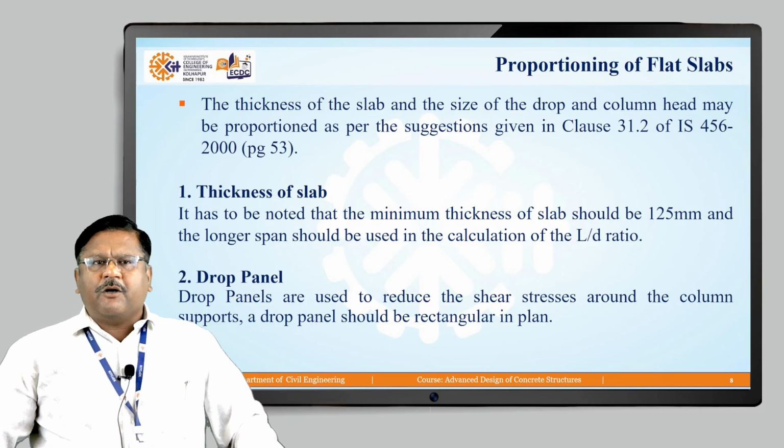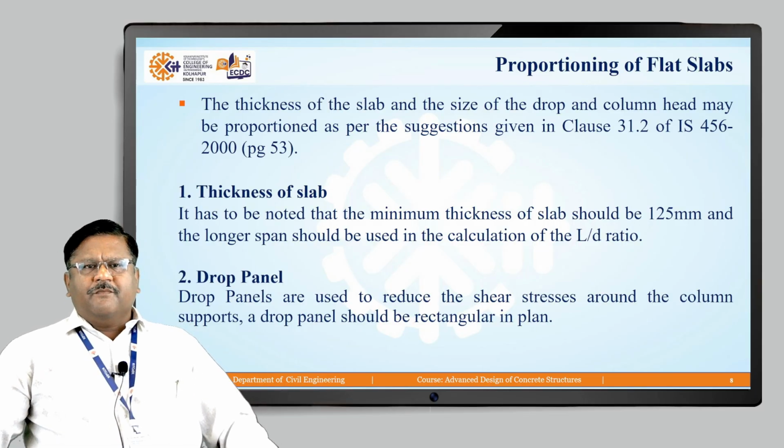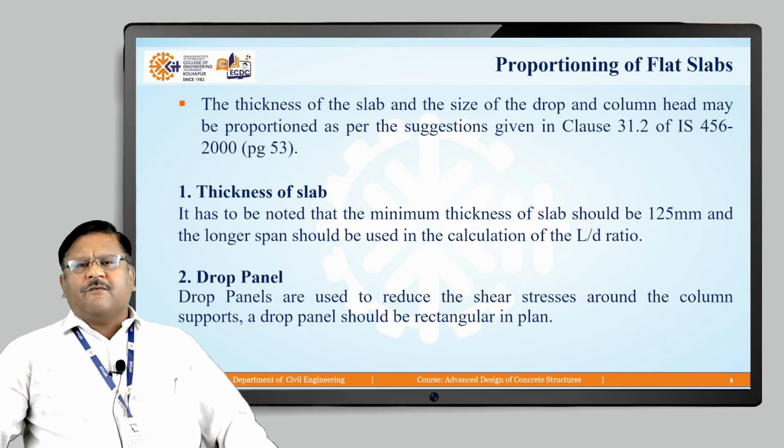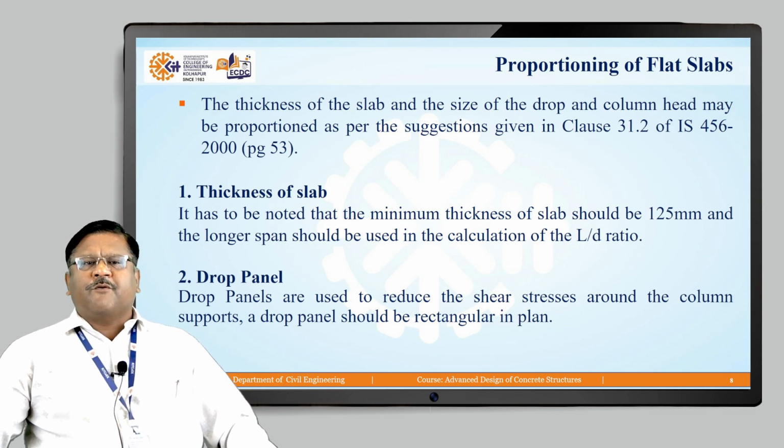Next, some important terms in the flat slab. The thickness of flat slab and the size of drops and column heads may be provided or proportioned as per the suggestions given in IS 456-2000, clause number 31.2, page number 53. These are the clauses given by IS 456. First is thickness of slab.